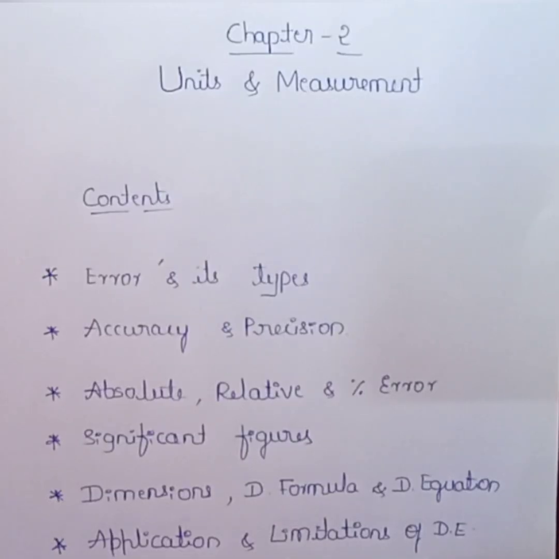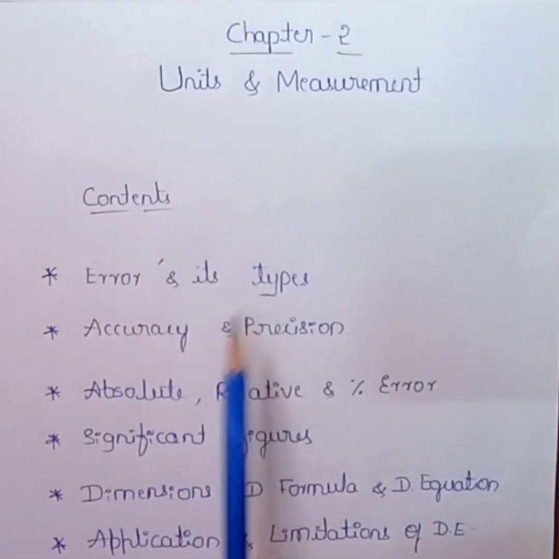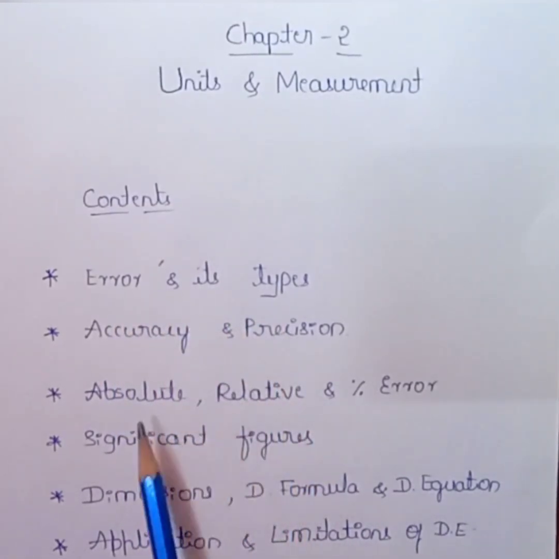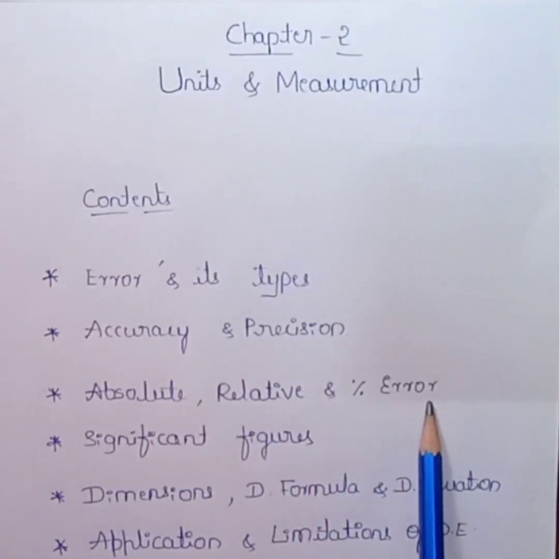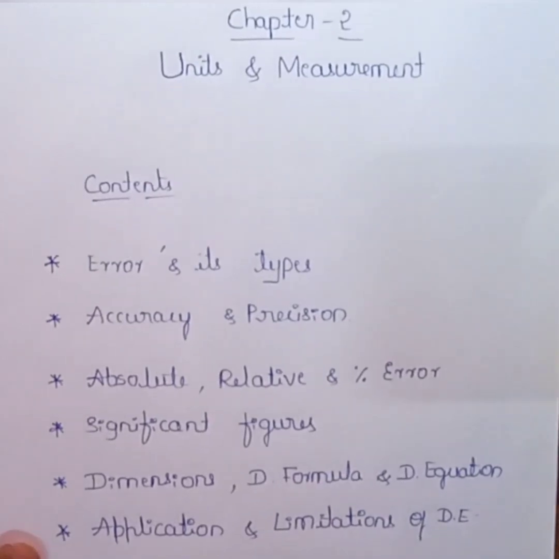In the last video, we discussed some topics from the Units and Measurement chapter. Today, we are going to learn some main topics from that chapter. So, what we are going to discuss? First, errors and its types, accuracy and precision, absolute, relative, and percentage error, significant figures, dimensions, dimensional formula, and dimension equations, application and limitations of dimensional equations. These topics are very important for exams.